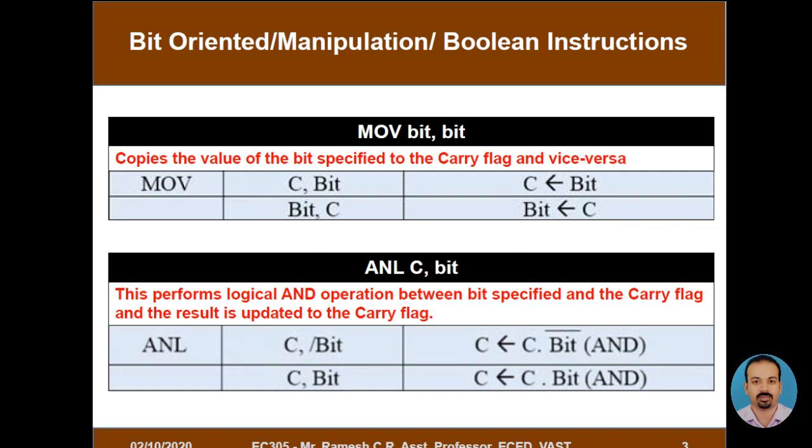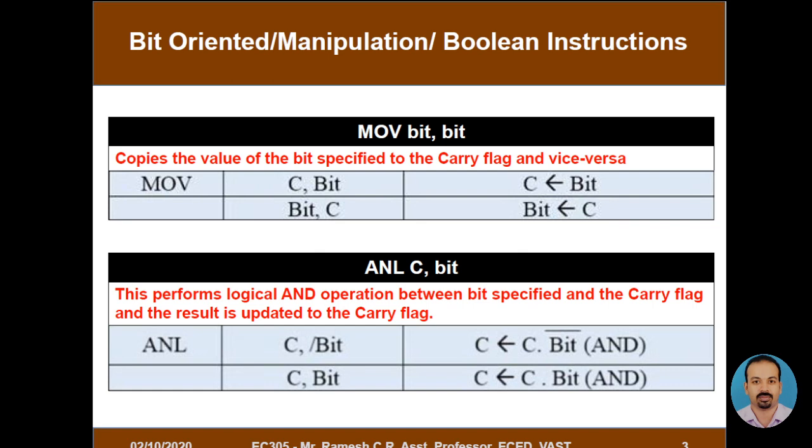Or else, if I need to save the content of the carry flag to some bit addressable RAM location, or if the carry flag equals 1 and I need to make one of the bits of an SFR 1, then I can go for the second configuration, that is MOV bit, C, where the content of the carry flag is updated to the bit specified in the instruction.